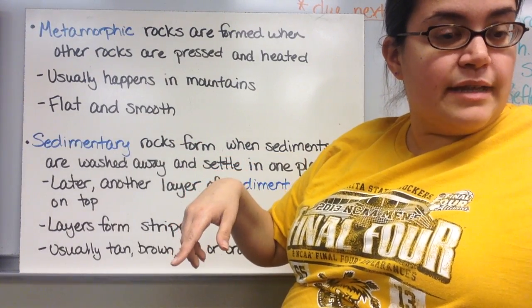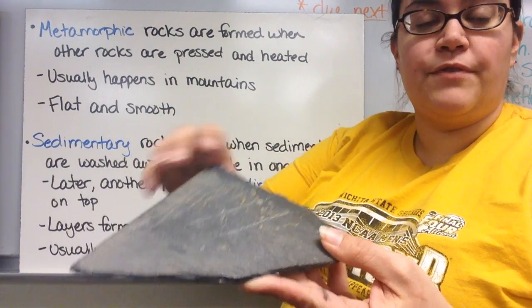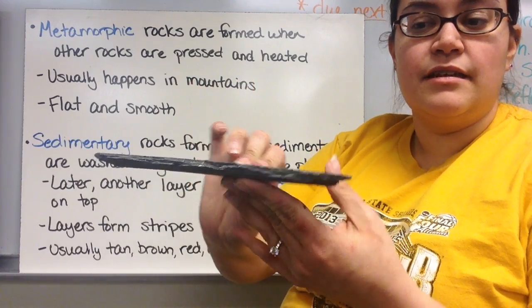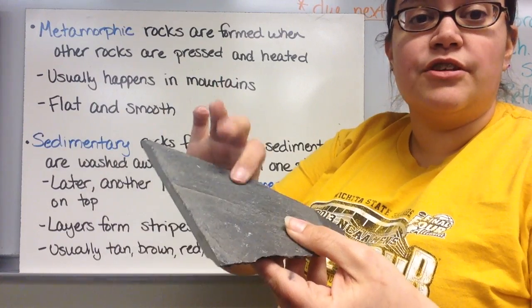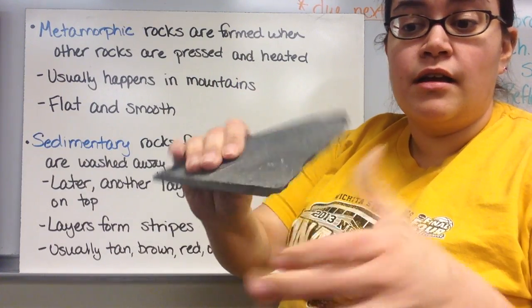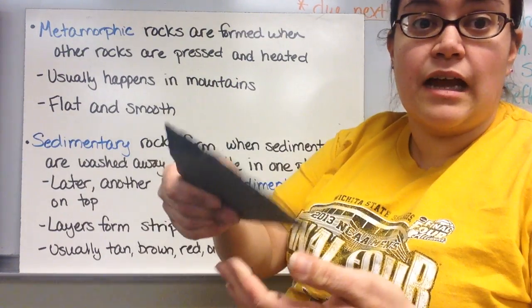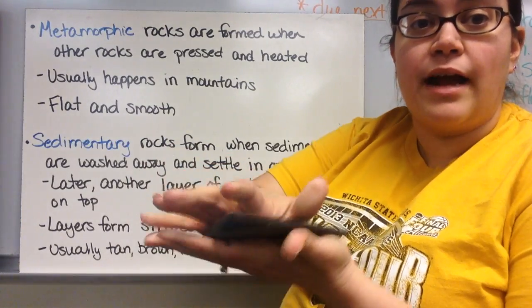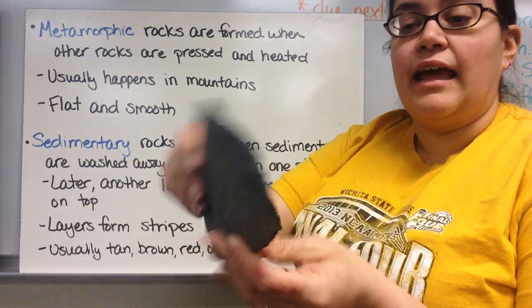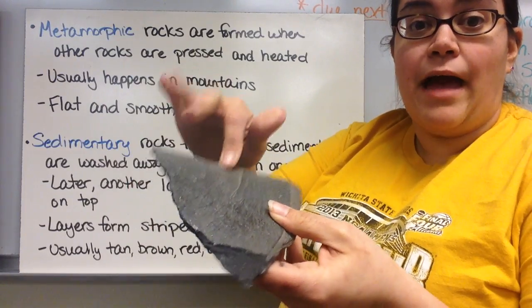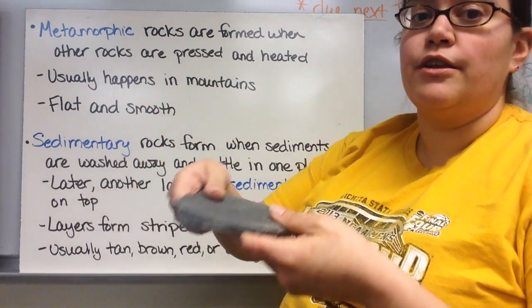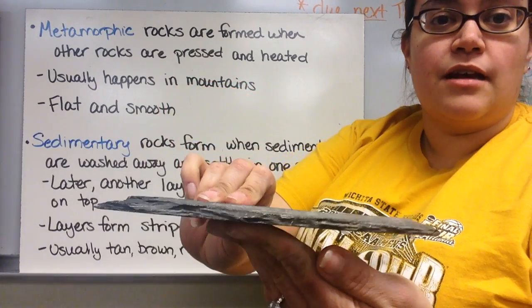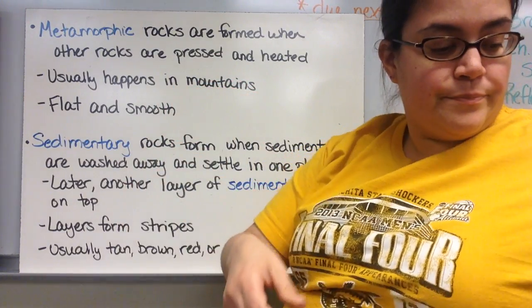So here's my example of a metamorphic rock. You see how flat it is. It has a fairly smooth surface, and these rocks are usually very strong. So this rock, nothing's gonna happen to this because it's been pressed and compacted and it's got a lot of matter in a very small piece of space. So these are flat and smooth and usually pretty strong. So that is our metamorphic example.